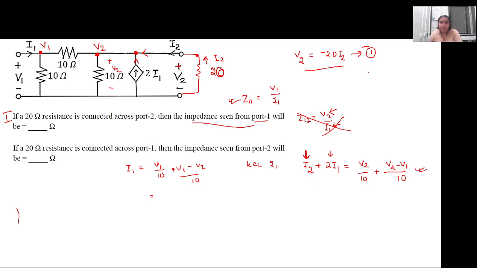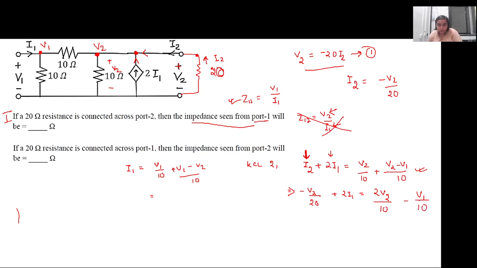Let's substitute I2 first. I2 will be equal to minus V2 by 20, right? So I'll just substitute this in this equation. So it is minus V2 by 20 plus 2I1 is equal to 2 into (V2 by 10 minus V1 by 10).